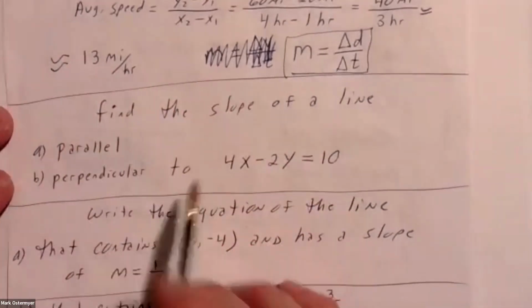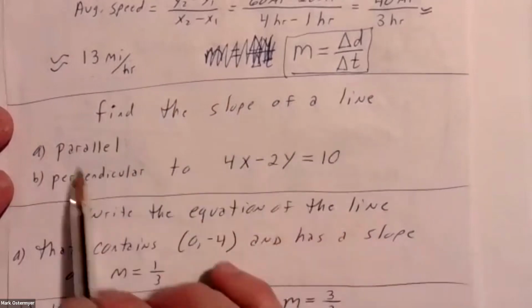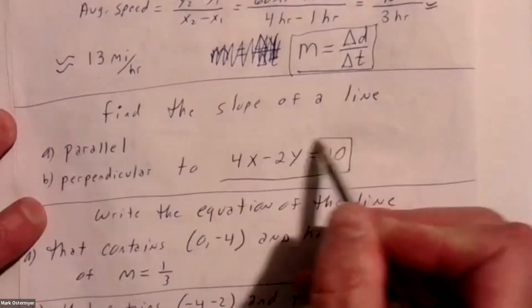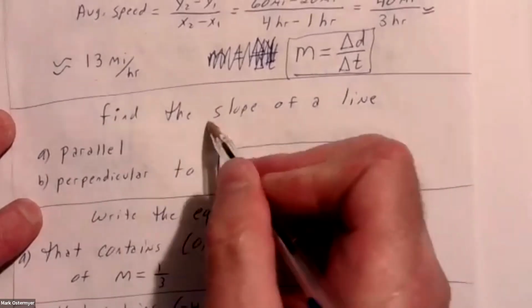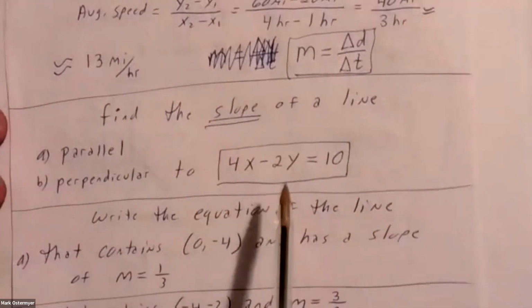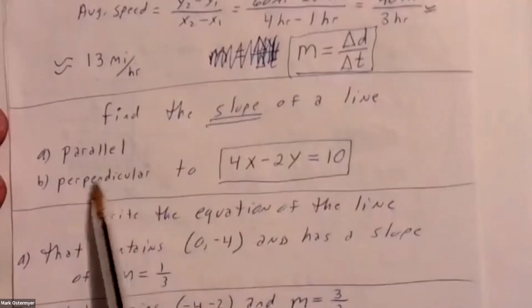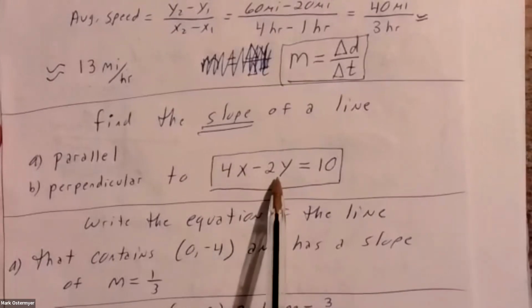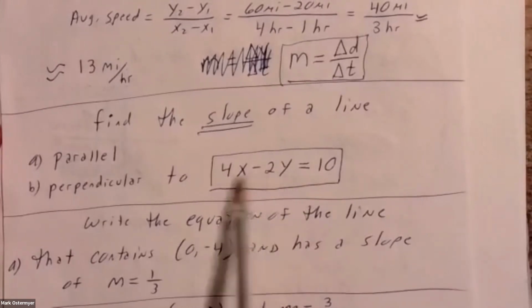Suppose that I want to find the slope of a line that is parallel and perpendicular to this line right here. So I want to compute the slope of a line that is parallel to this line and also perpendicular to this line. So what are we going to have to do here? Well, the first thing we're going to have to do, ladies and gentlemen, is find the slope of this line here.